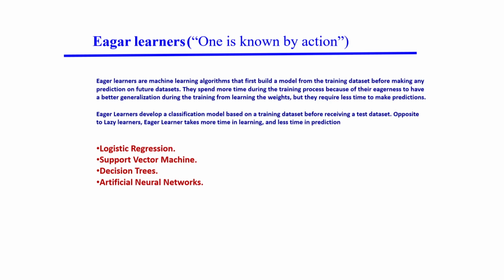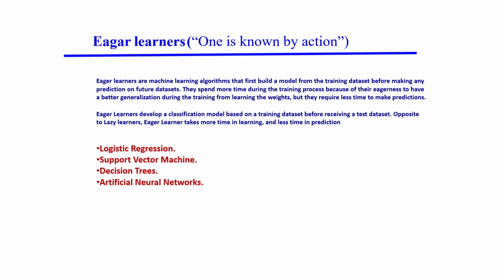So, they spend more time during the learning stage, during the training process, because of their eagerness to have a better generalization during training. They are very eager to learn or generalize the data to find a correlation or functional relationship with the data, input and output variables during the training itself. Okay, that is why they can predict quickly compared to lazy learners.